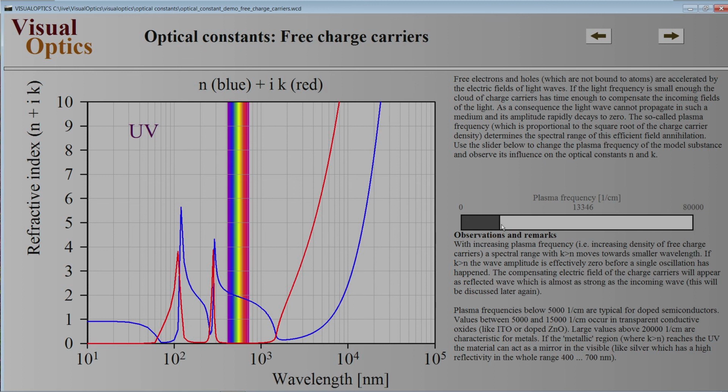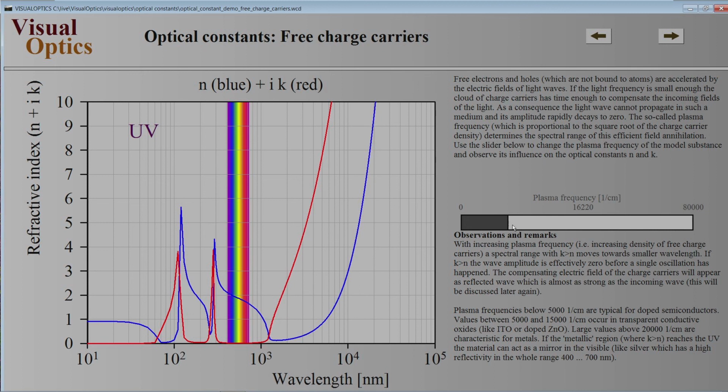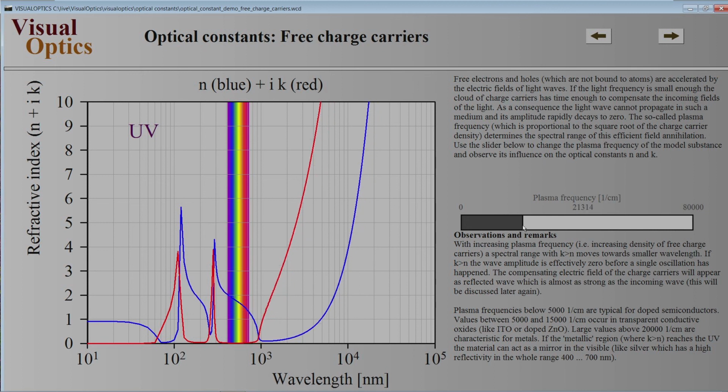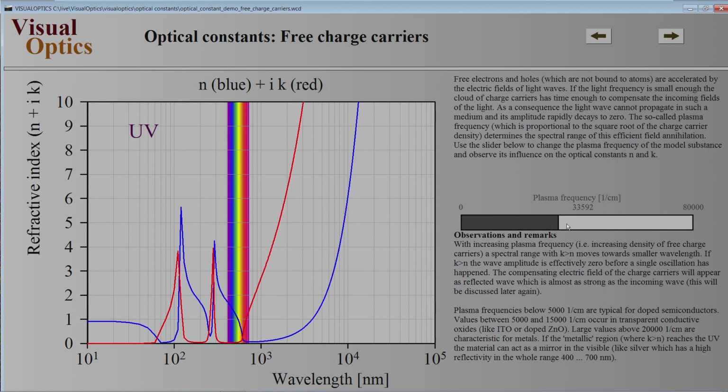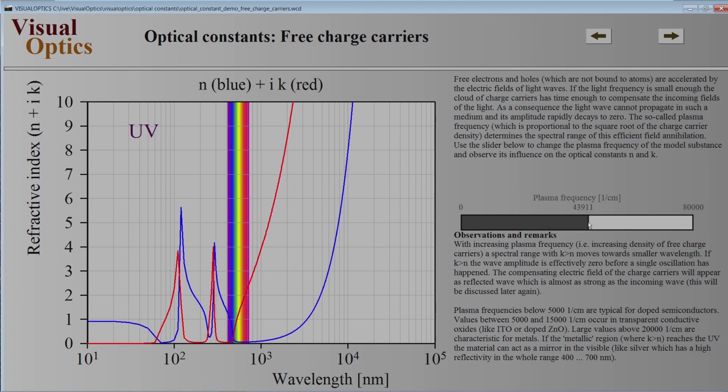If you have even more charge carriers, like in gold or in all kinds of metals, then the transition between metallic behavior and dielectric behavior reaches the visible. And in the case of gold, we have this situation that basically for the red light and the green light, we have already metallic behavior, but not yet in the blue. So this is responsible for the characteristic golden color of gold.